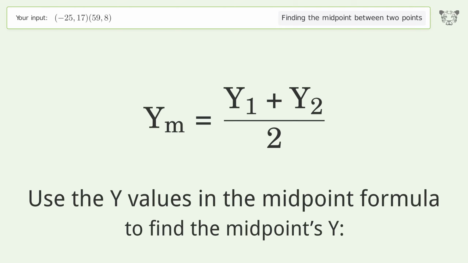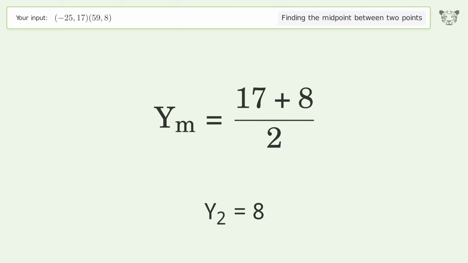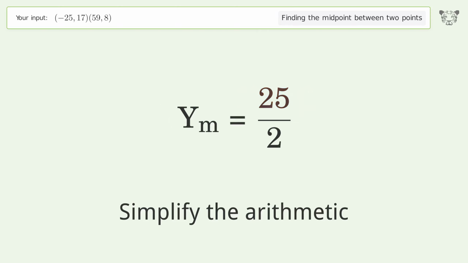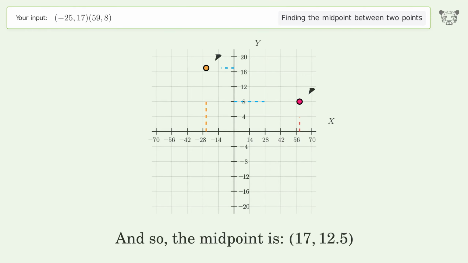Use the y values in the midpoint formula to find the midpoints y. y1 equals 17. y2 equals 8. Simplify the arithmetic. And so, the midpoint is 17, 12.5.